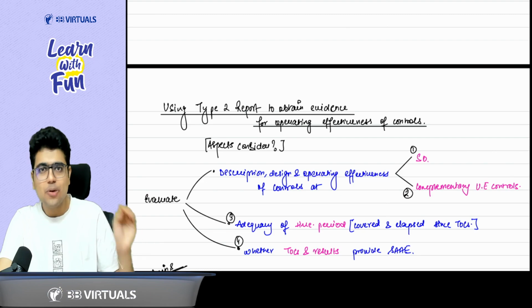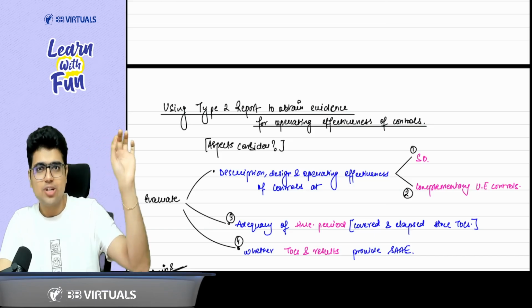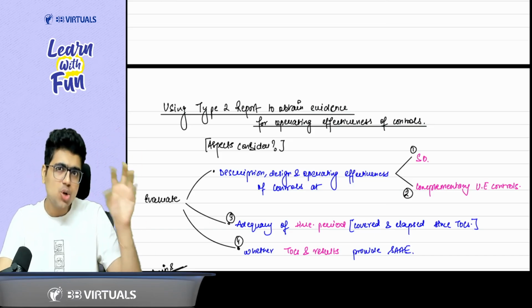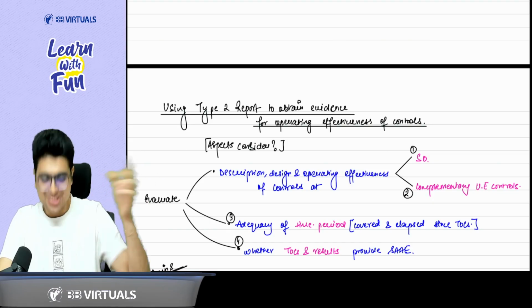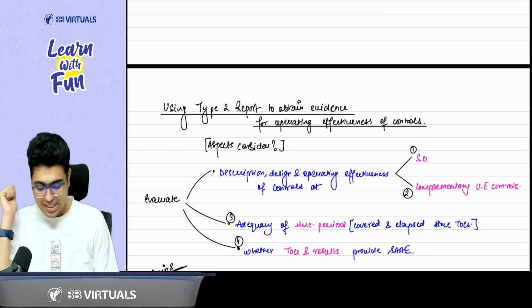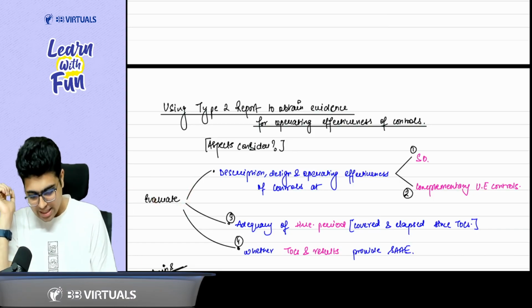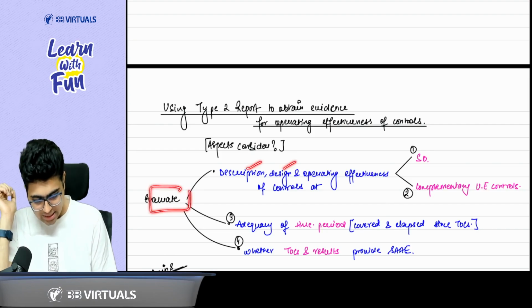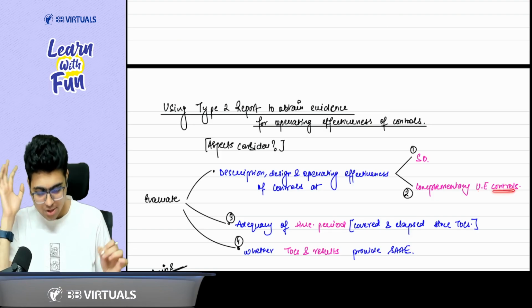These are the 4 points you need to cover. Whenever I am talking about the controls at the service organization, what controls will come automatically? Complementary user entity controls. So you will evaluate these aspects: evaluate the description, design and operating effectiveness of the controls at the service organization, to support them, the complementary user entity controls.